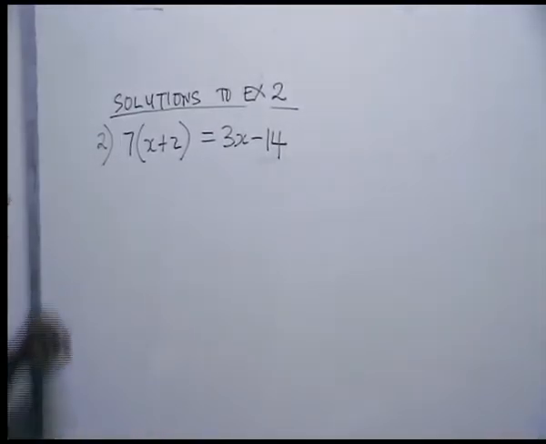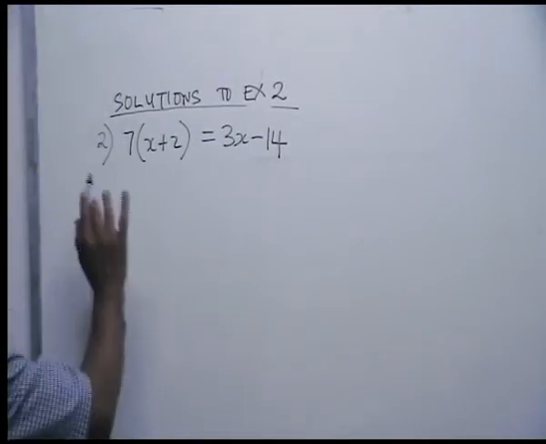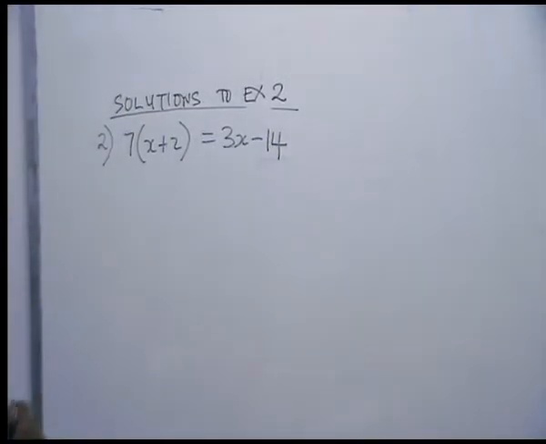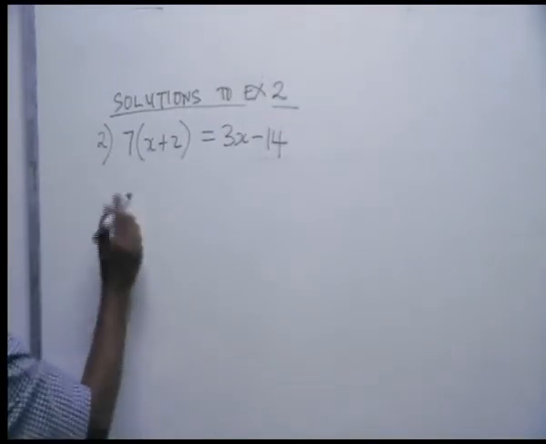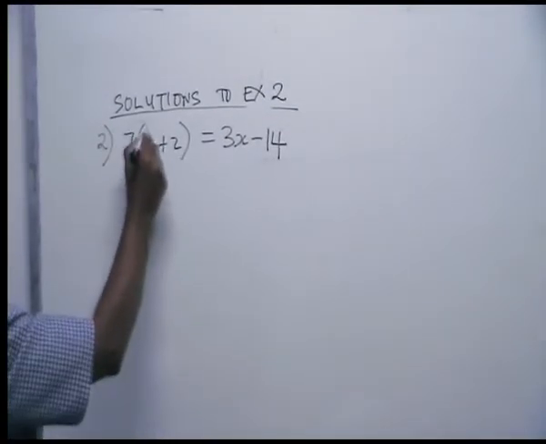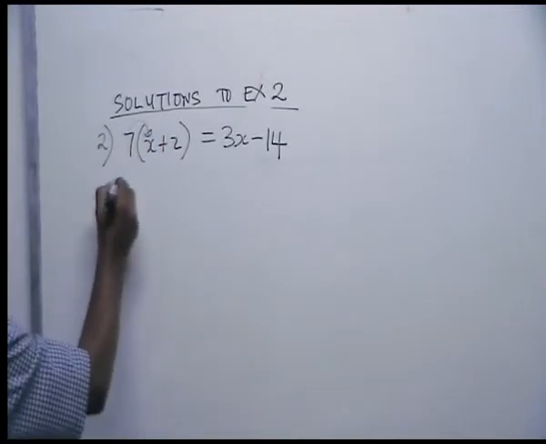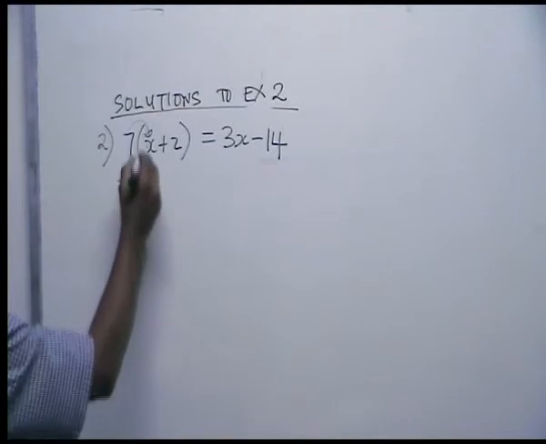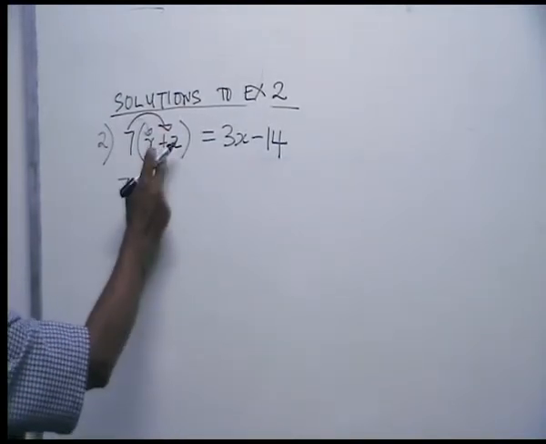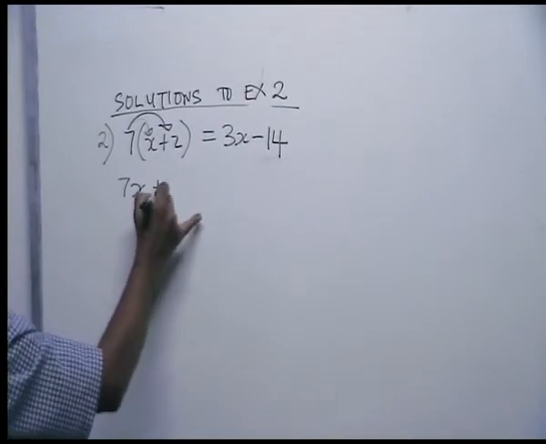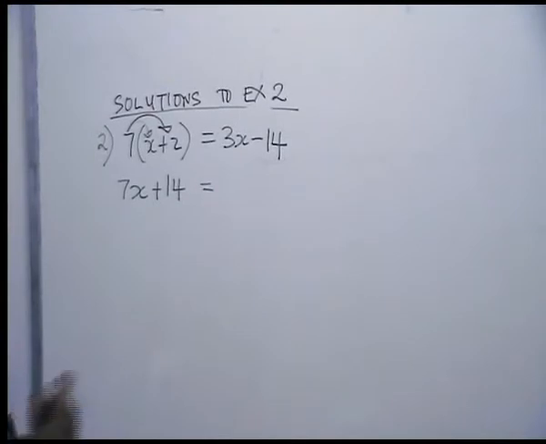Alright, so there's your second example. Don't worry about that little 3 that is written here. That was a little mistake. Just forget about it. There's your question 2. So I have to remove the brackets on this side. So 7 times x will give me 7x. 7 times 2. You see, it's plus 7 times plus 2, which gives you plus 14 is equal to.